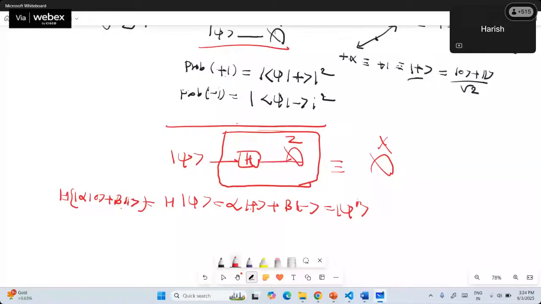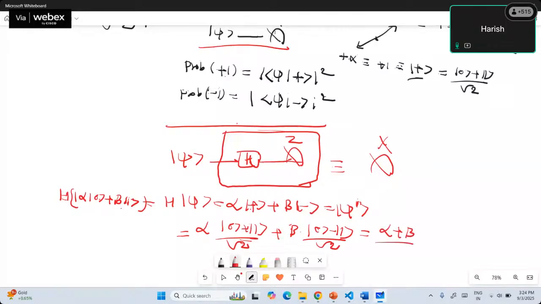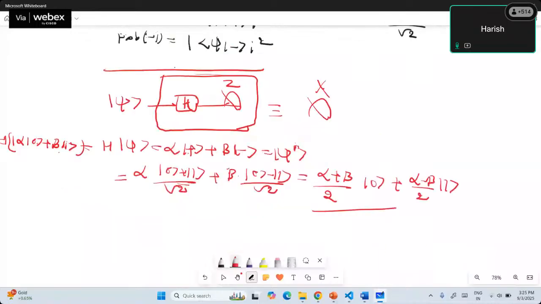So we can rewrite this as alpha times (0 plus 1) by root 2, and beta times (0 minus 1) by root 2. If we rearrange them, it will look like alpha plus beta by root 2 times 0 plus alpha minus beta by root 2 times 1. And now you measure this state in Bell basis, oh sorry, in Z basis.